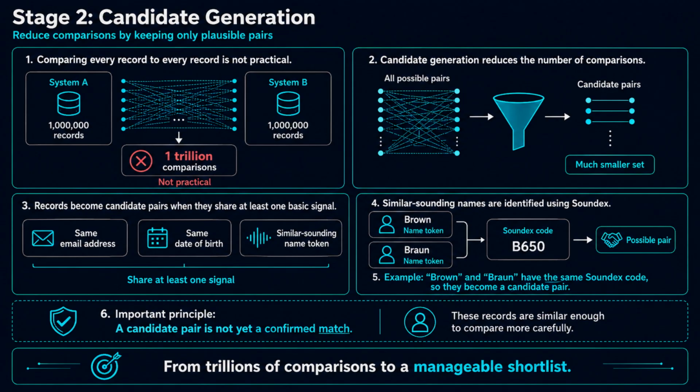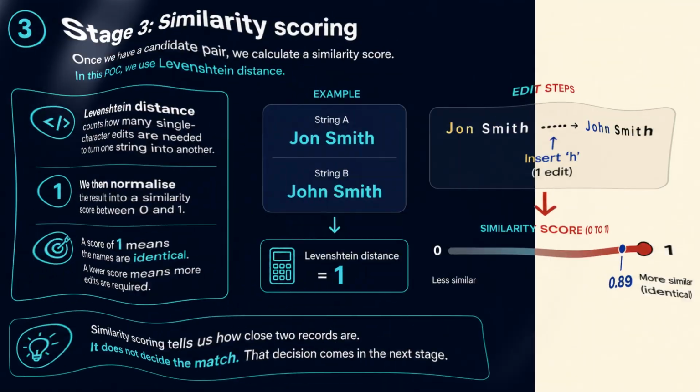For this POC, a pair becomes a candidate when it shares at least one of the following: the same email address, the same date of birth, or a similar sounding name token. To identify similar sounding names, we will use SoundX. SoundX converts a word into a phonetic code. For example, brown and brawn produce the same SoundX code. That allows us to nominate them as a possible pair. But candidate generation does not mean they are a match. It only means these two records are similar enough that we should compare them more carefully.